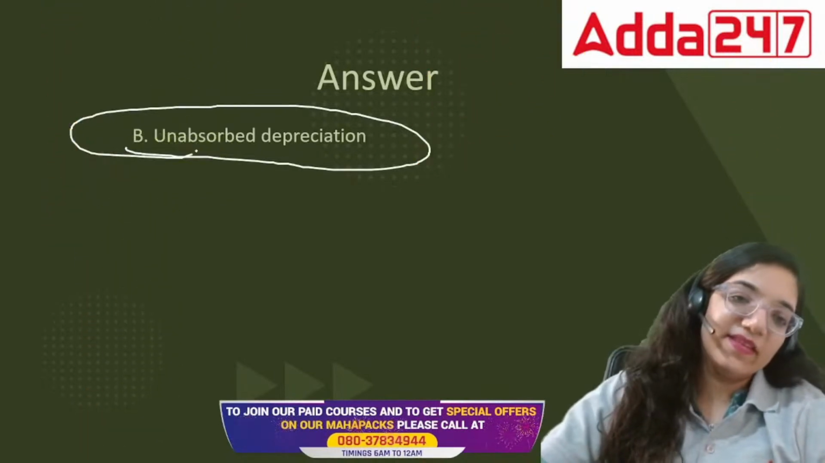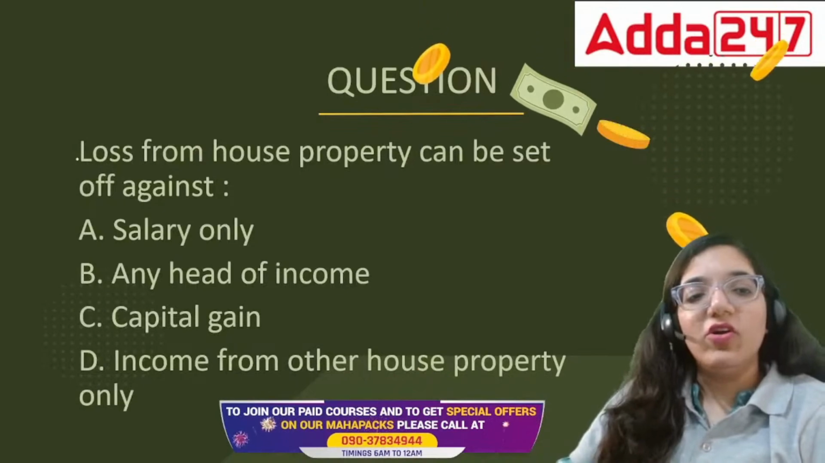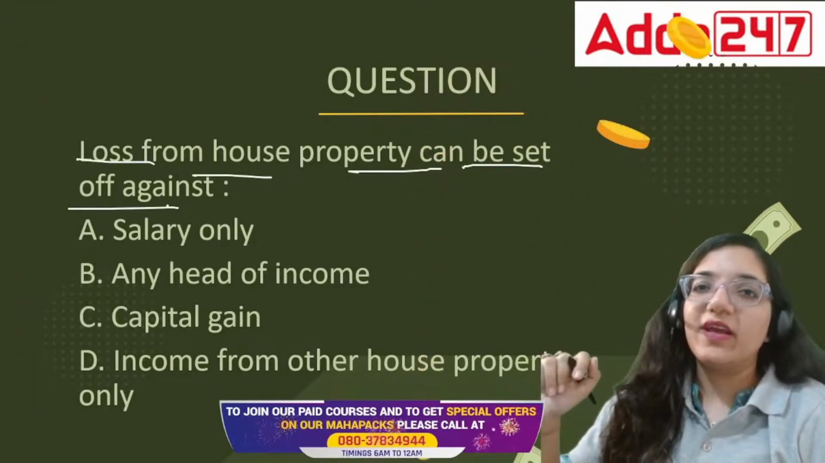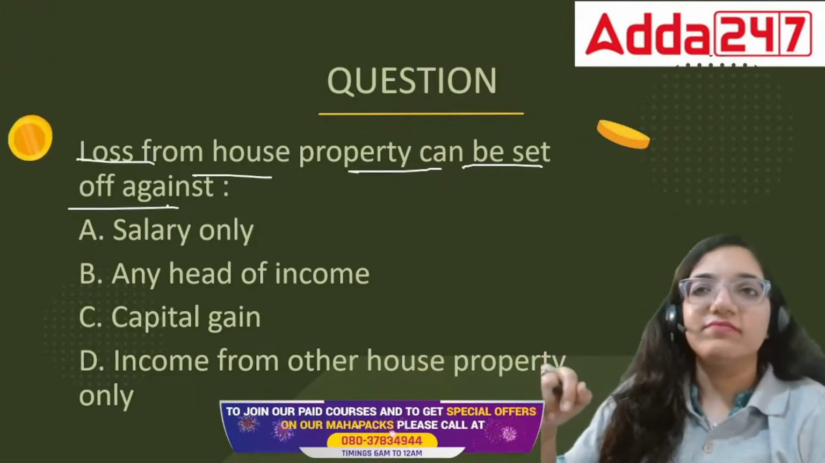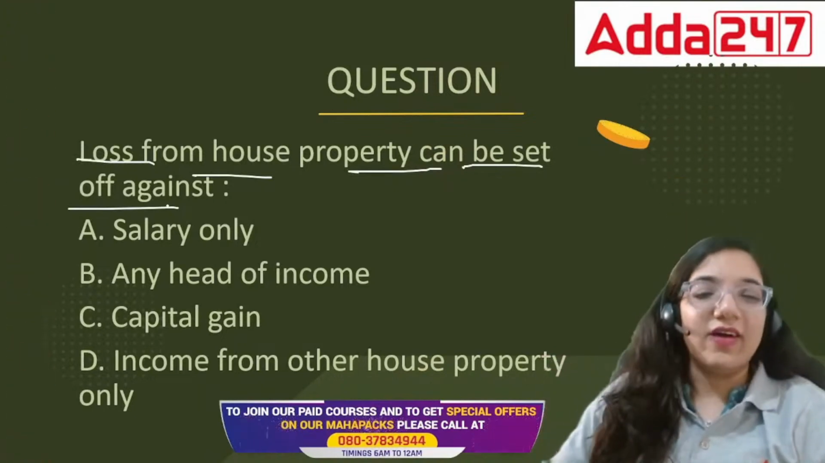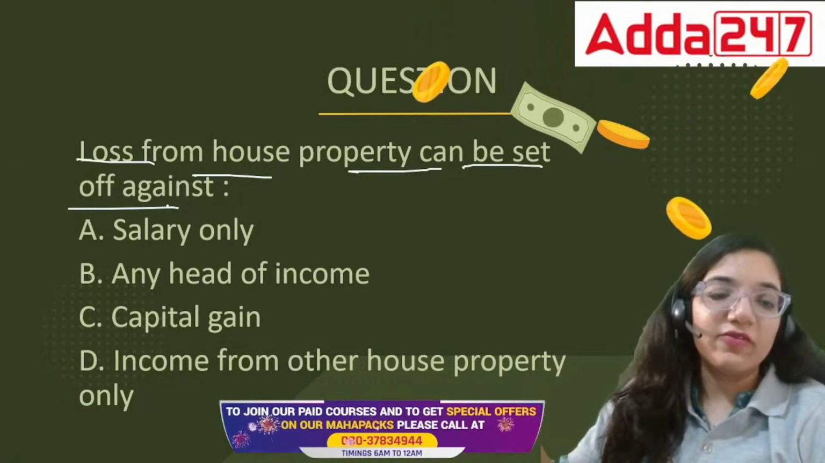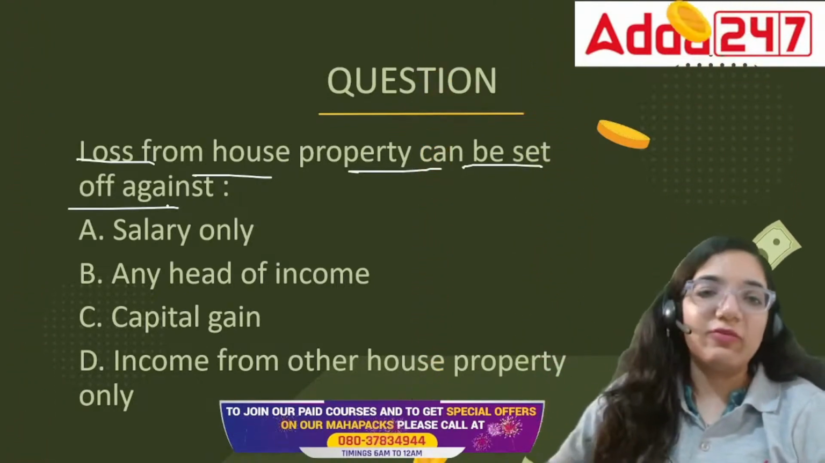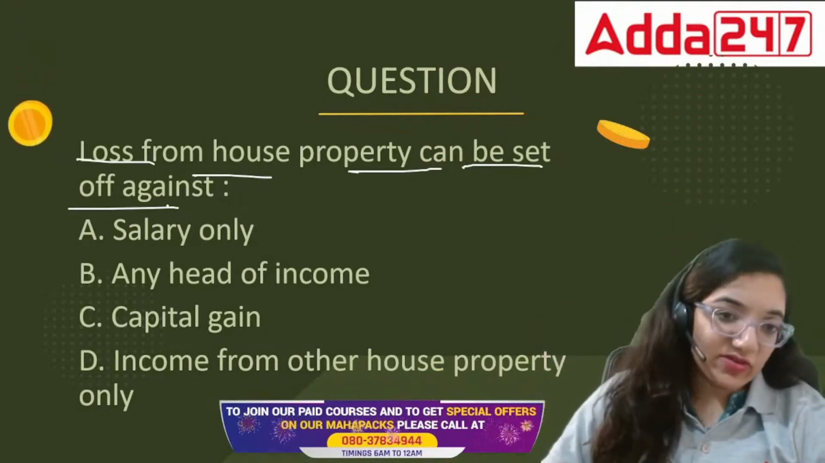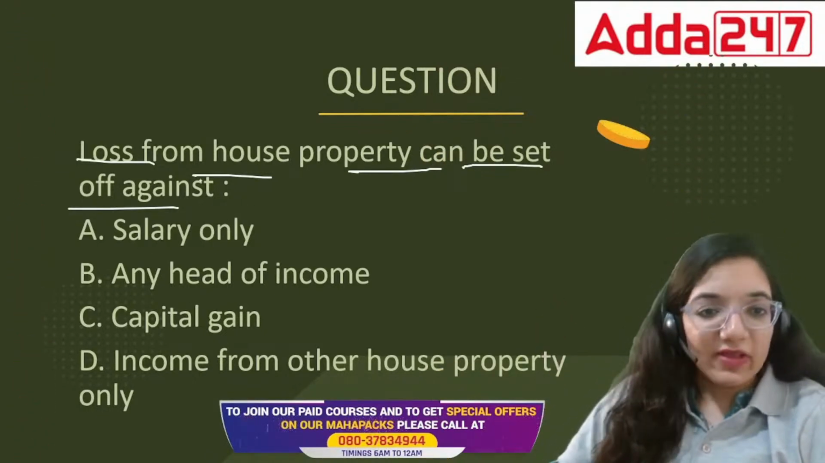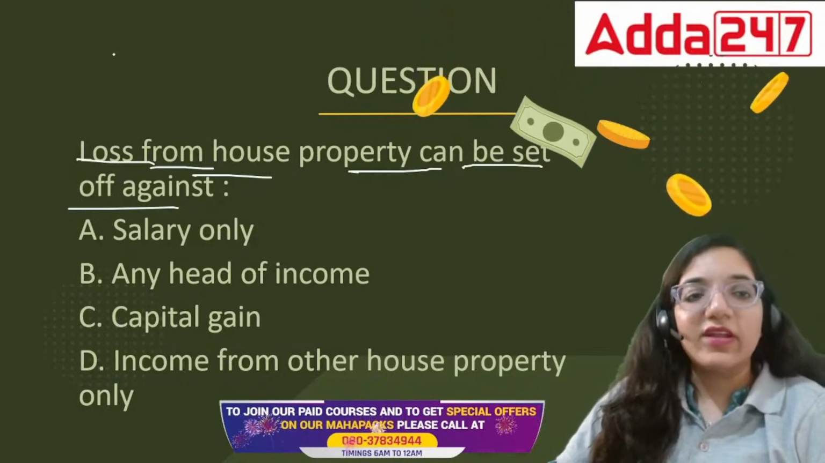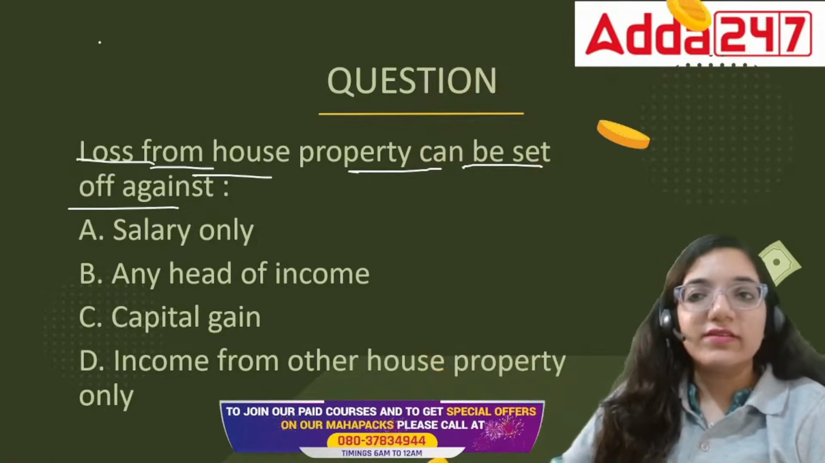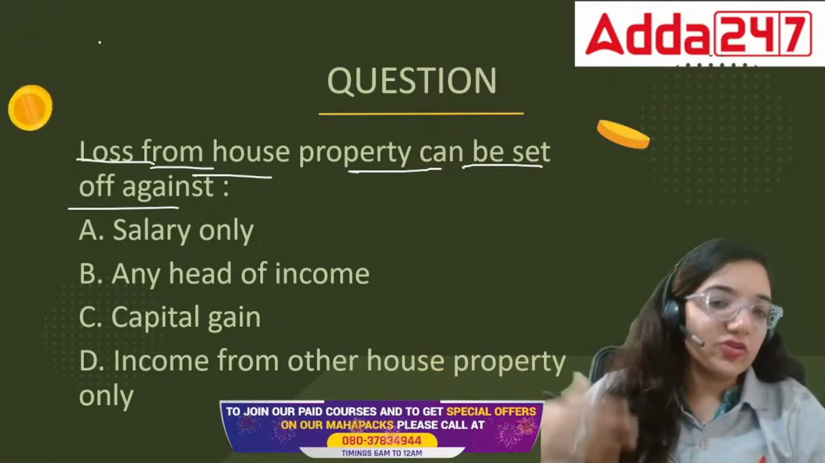Done. Next question. Loss from house property can be set off against. House property, I would say, is a very friendly topic to look forward to. Now they have made that, in terms of set off, it can be set off against any other head only up to the limit of rupees 2 lakh. Otherwise, it's not allowed. But if you look at the losses from house property, for example, we have 5 heads. Let's learn it with a particular story.